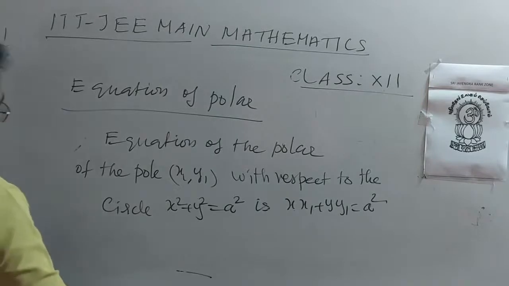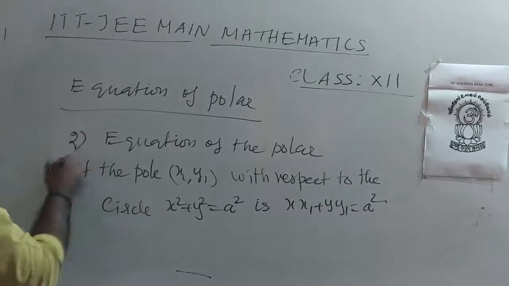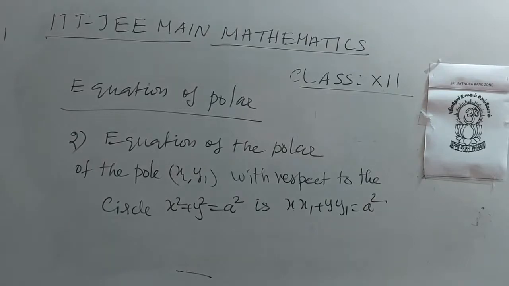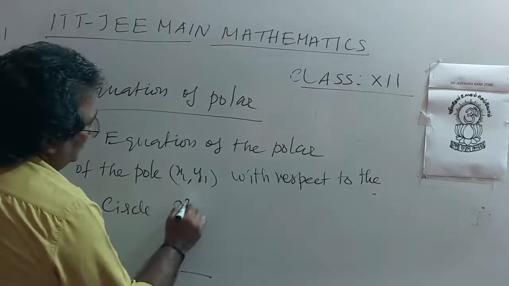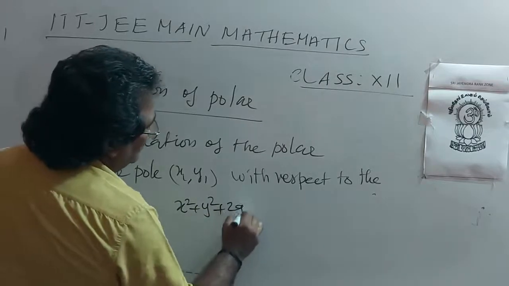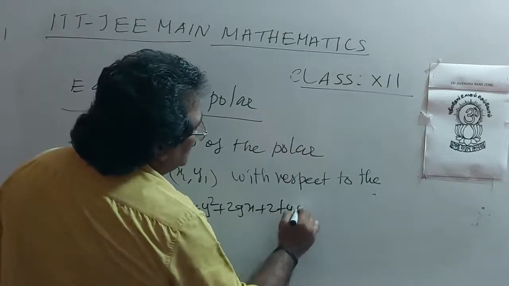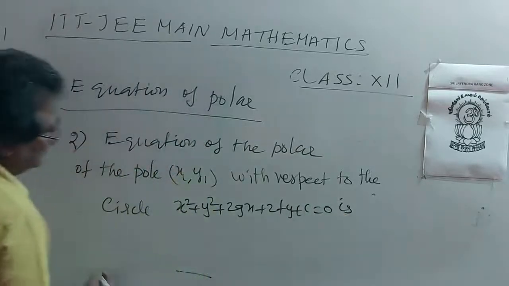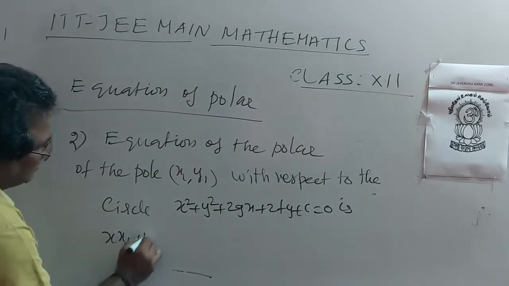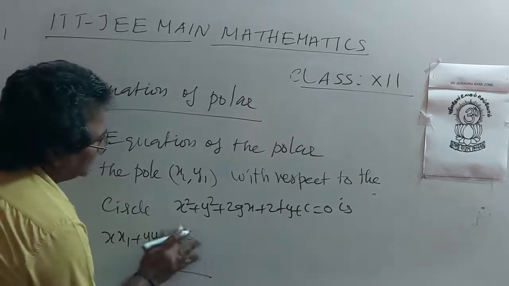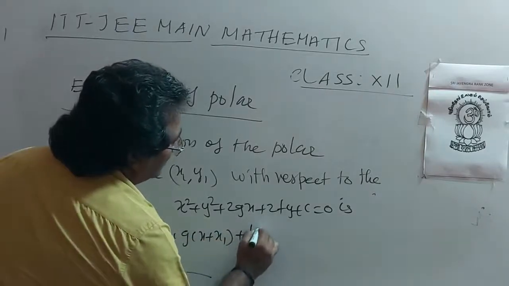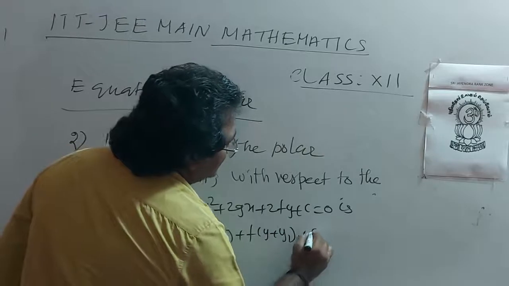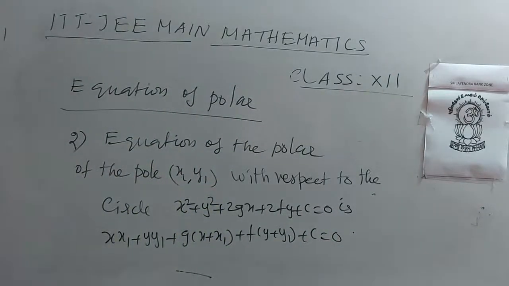Next, the equation of the polar of the pole (x1, y1) with respect to the circle x squared plus y squared plus 2gx plus 2fy plus c equal to 0 is x x1 plus y y1 plus g into (x plus x1) plus f into (y plus y1) plus c equal to 0.